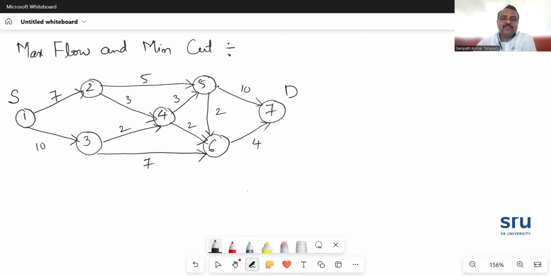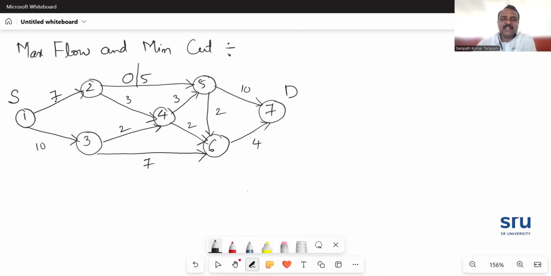Now from the fifth vertex to the seventh vertex, the capacity of this edge is 10. But out of this path, from 1 to 2, 2 to 5, and 5 to 7, we take the minimum value. The minimum value of these three edges is 5. So we assume that 5 minus 5 is equal to 0 here.